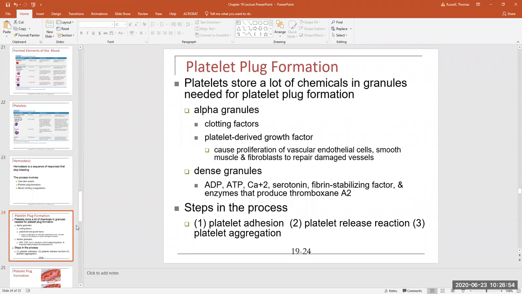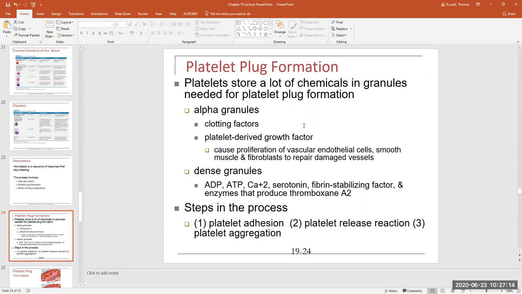And we're going to cover them. So before we go into what a platelet plug is and how it forms, let's see what platelets have inside of them. Remember, platelets are not a whole cell at all, but they do have several different granules in their cytoplasm that contain a lot of chemicals. And those chemicals are very important.